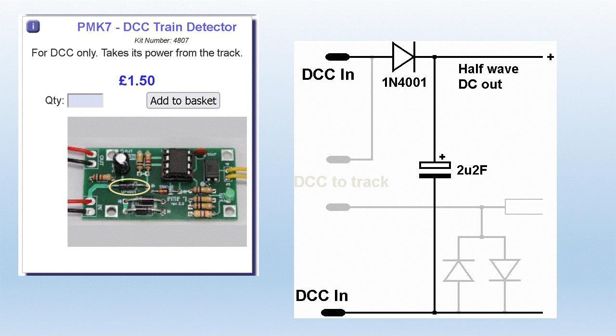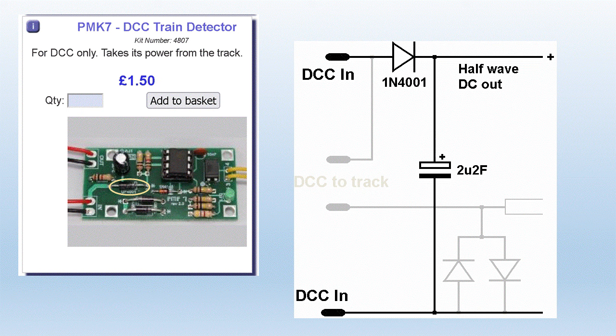And here we have an example of half-wave rectification in one of the pocket money kits. The yellow band shows a diode on the printed circuit board, and that particular diode there is the one which is creating half-wave rectification and then being smoothed before being supplied to the rest of that particular kit's circuitry.